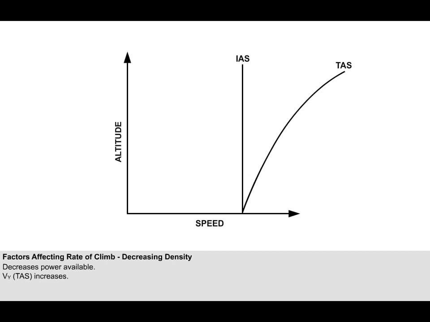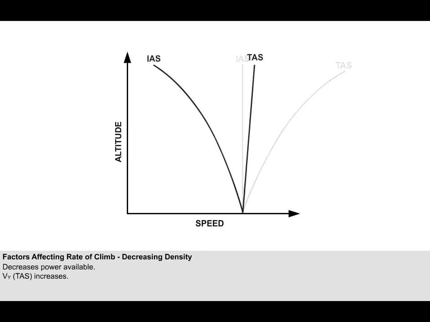We have already stated several times that with decreasing density or increasing altitude, in order to maintain the same indicated airspeed, the true airspeed must increase. The graph here shows the true airspeed increasing for a constant indicated airspeed. However, returning back to Vy, it was stated that the true airspeed for Vy increases slightly with altitude as density decreases.